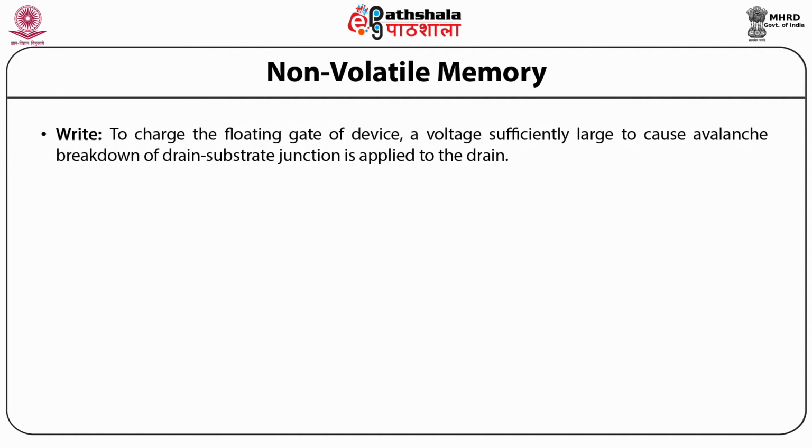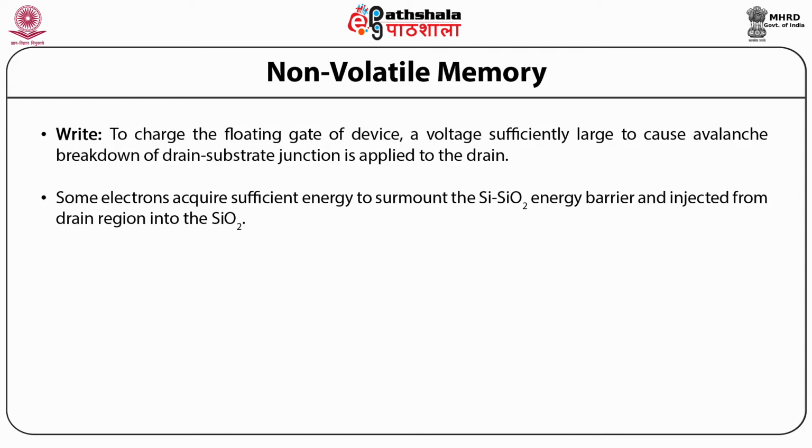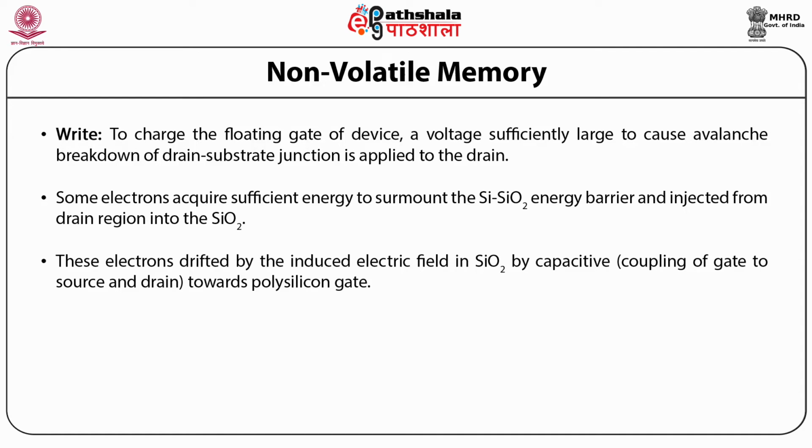To charge the floating gate of the device, a voltage sufficiently large to cause avalanche breakdown of the drain substrate junction is applied to the drain. So a large number of electron hole pairs are generated in the junction depletion region by avalanche multiplication. Some electrons acquire sufficient energy to surmount the Si-SiO2 energy barrier and are injected from the drain region into the SiO2. These electrons are drifted by the induced electric field in SiO2 towards the polysilicon gate. This injection process is called avalanche injection. So the floating gate accumulates negative charge, which is a function of the amplitude and duration of Vd.